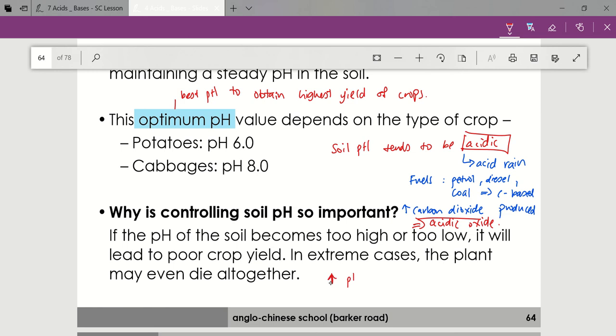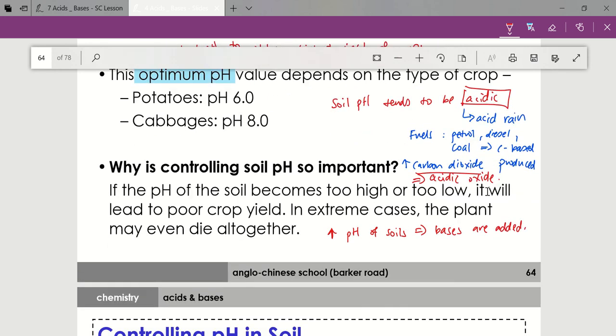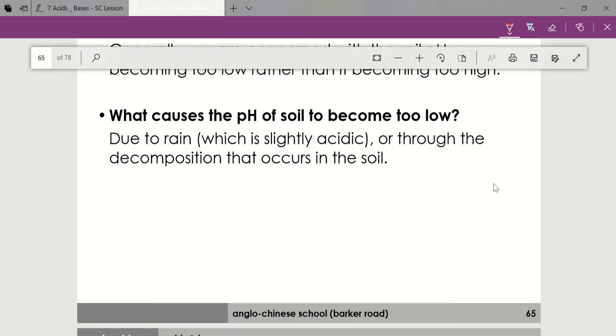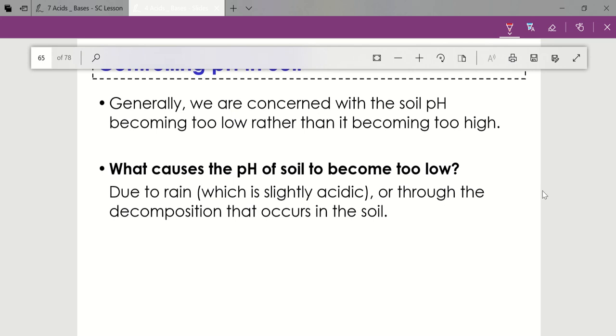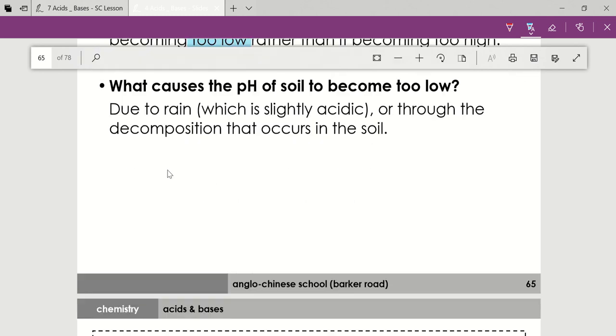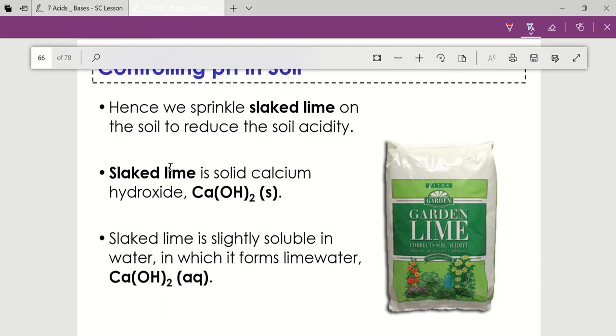So in order to increase the pH of soils, can we add an acid? Well, we can't add an acid, right? So that is why we tend to add bases. Generally here you can see that we are concerned with soil pH being too low. So how can we increase the pH?